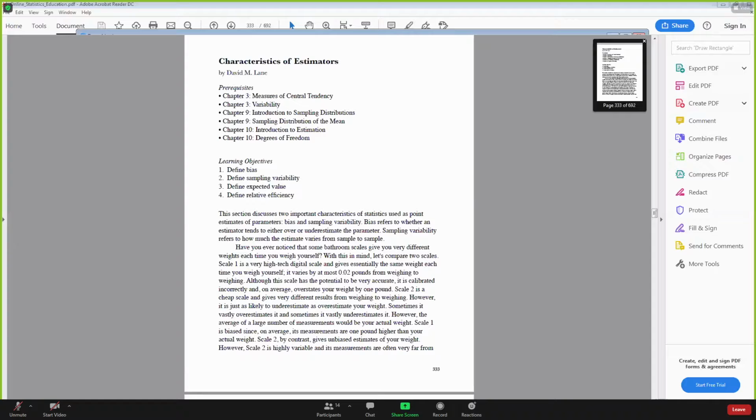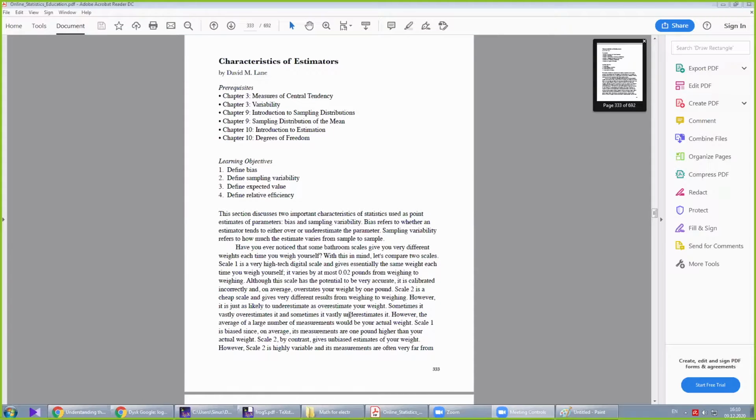So let's talk a little bit about the properties of an estimate. The 2 properties of an estimate are bias and variance. Here we have an illustrative example. Imagine that you have two different scales and you would like to weigh yourself.